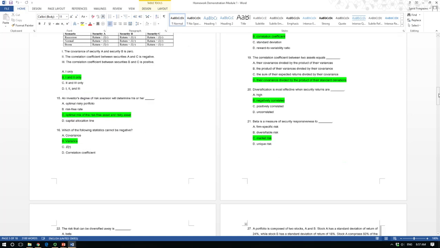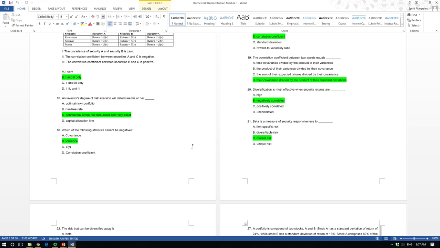Number 15. An investor's degree of risk aversion will determine his or her what? The best answer here is C, optimal mix of risk-free asset and the risky assets. That's the second step that the investor needs to go through when making an optimal choice for their portfolio.